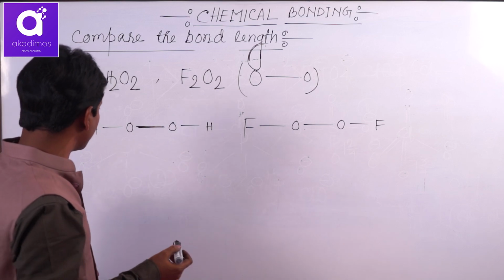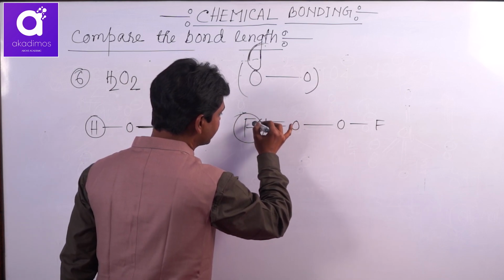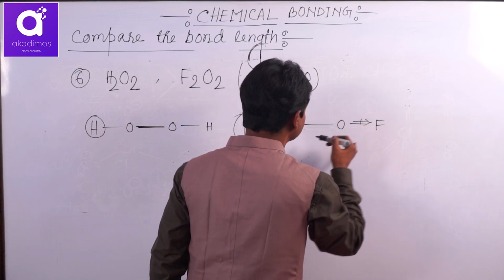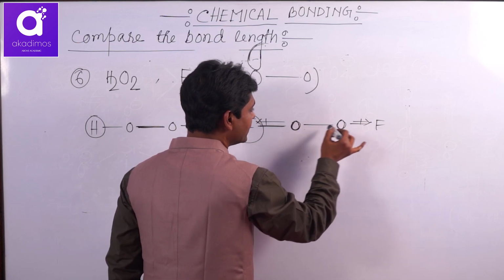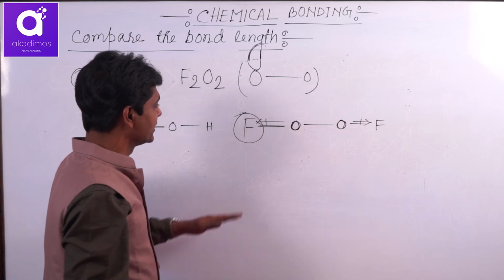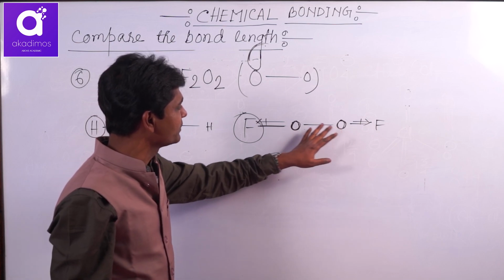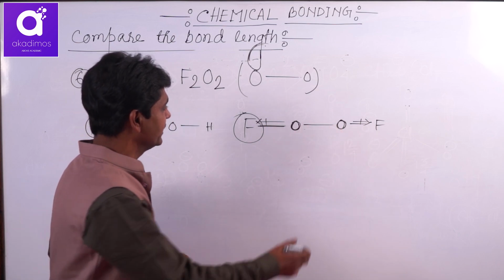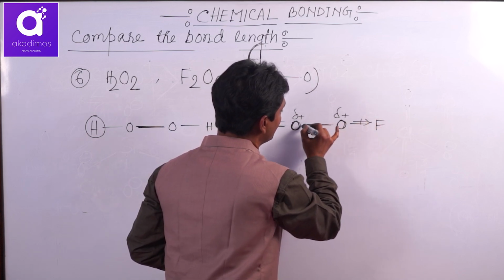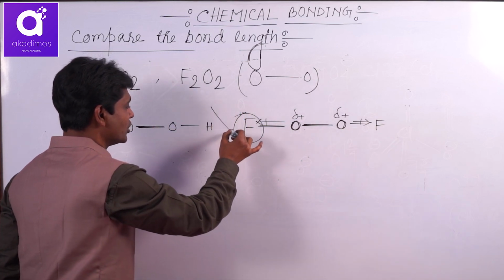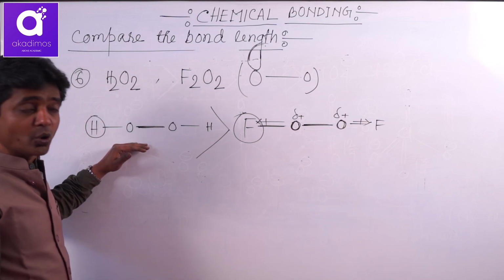If I take the simple thought, hydrogen is electropositive, but fluorine is electronegative. Fluorine withdraws electron from this oxygen, which makes the oxygen more electronegative. This fluorine increases the electronegativity of oxygen. It will increase the formal charge, delta plus. If electronegativity increases, then this bond length reduces. That means the oxygen-oxygen bond length in F2O2 is less than in H2O2.